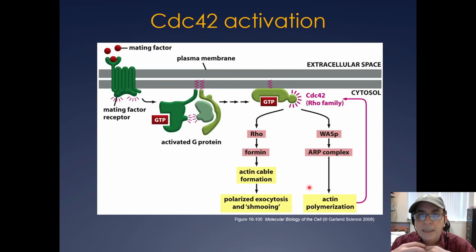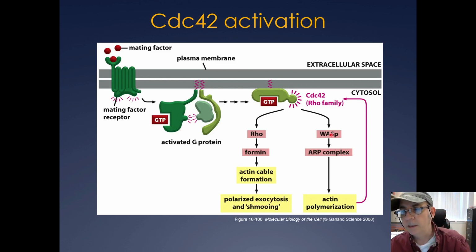In the case of CDC42 activation, we're going to go back to the formation of the shmoo in Saccharomyces cerevisiae, where the mating factor is bound to the mating factor receptor, which is a G protein coupled receptor. That signals through an activated trimeric G protein, causing exchange of GDP for GTP, and that eventually leads to downstream signaling where you have CDC42 activation, bound in its GTP bound form. Then it signals to the formins, and you get polymerization of the actin and polarized exocytosis, and the shmooing that we saw.